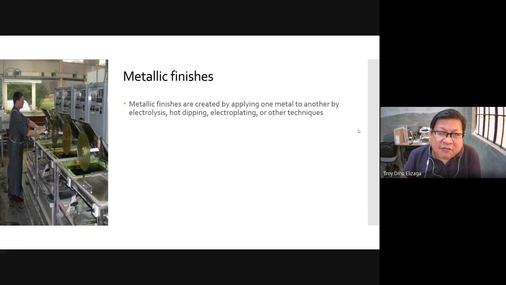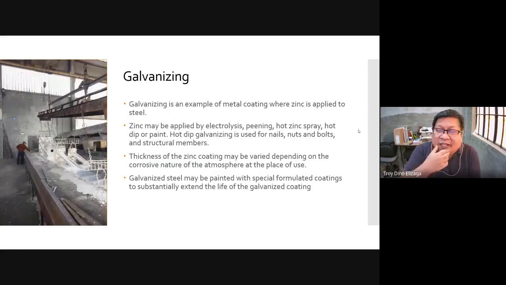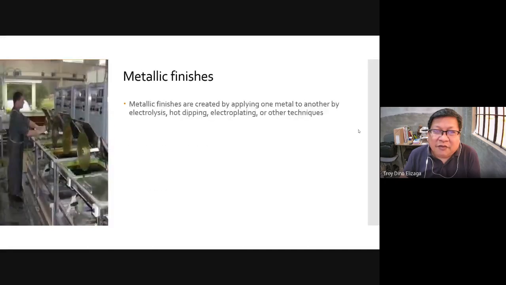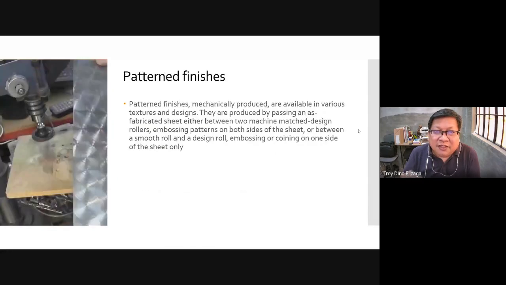Metallic finishes are created by applying one metal to another by electrolysis. So this is when, for example, you combine some metals with another metal, like zinc or nickel. Galvanizing is another process, although it's also the same process, but more particular to zinc, the application of zinc. The rest of the metals combined can be in the metallic finishes.